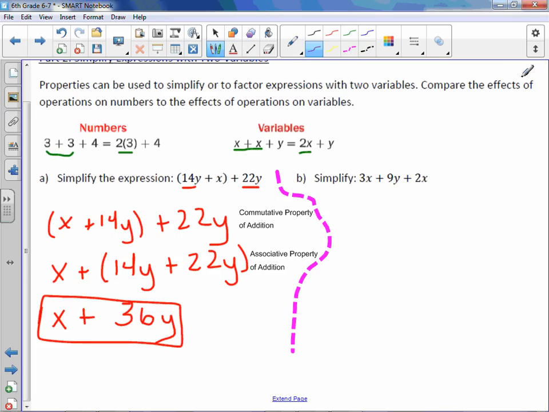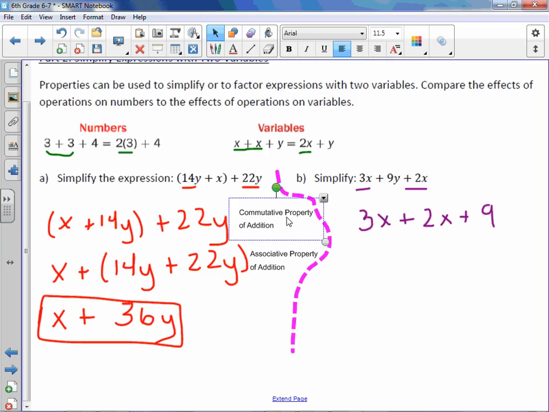Simplify. Well, I have 3x plus 9y plus 2x. The 3x and the 2x look alike because they have the same variables. They are like terms. So I want to rearrange it so they are next to each other. So 3x plus 2x plus 9y. And that is the commutative property of addition.